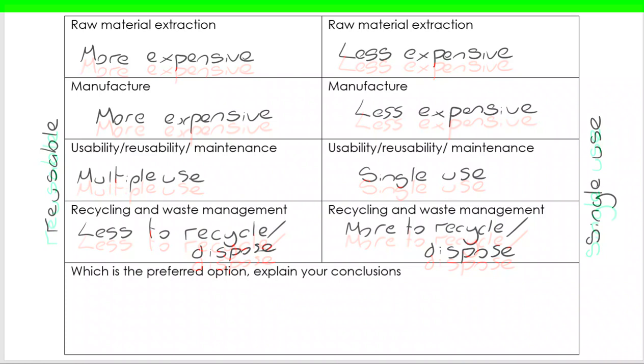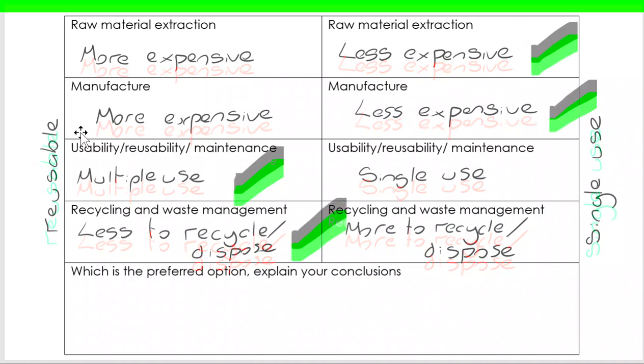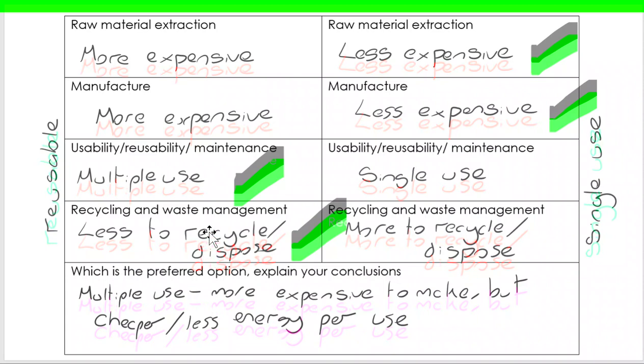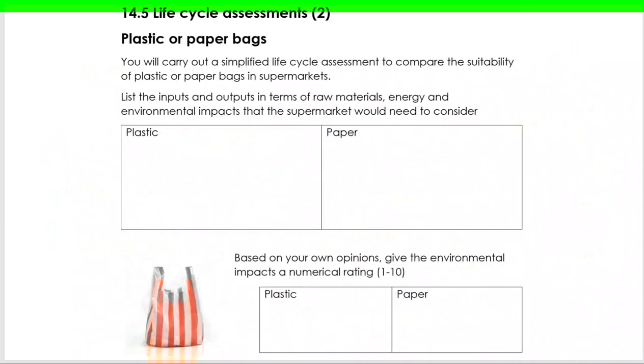So if I look through and decide which ones win, I would say that's a 2-all draw. However, I think 2 of them are much more important. So I've made the judgment here that I would choose the multiple use cup. It's more expensive to make, but it's cheaper and uses less energy per use of cup, and that would be enough to win me over. That means it's better economically, it's better in terms of environment and energy use and emission of greenhouse gases. Let's take a look at another example, plastic and paper bags.